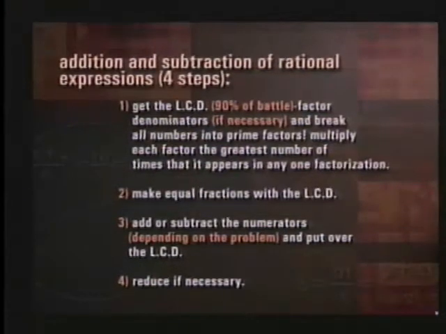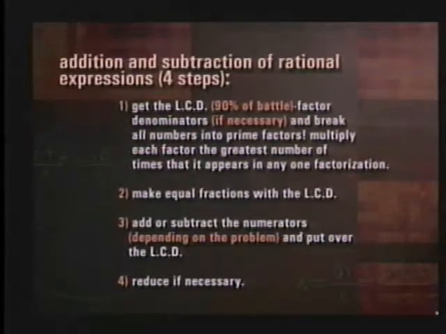Step 1, get that least common multiple. Now we're going to call it the least common denominator. Now notice I wrote that's 90% of the battle. If you can get the LCD of these fractions, you're going to be successful. Factor the denominators if necessary and break all numbers into the prime numbers. Multiply each factor the greatest number of times that it appears in any one factorization.